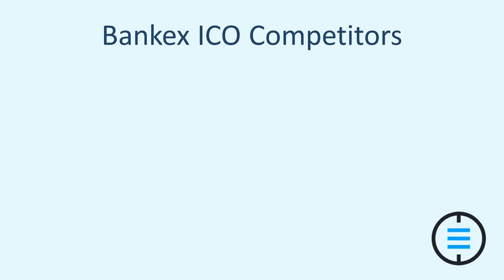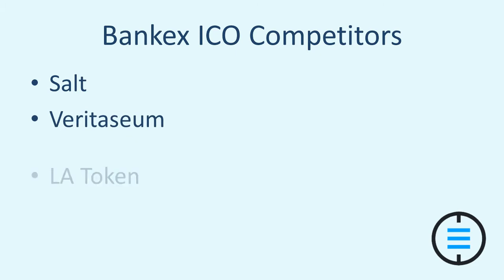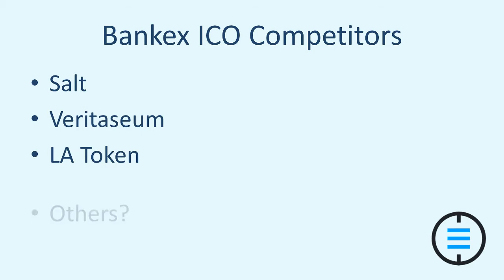Now they have a couple of competitors that do similar things, not exactly the same way and probably not as good. Salt Lending is one, Veritasium another, LA token allows you to own assets using the LAT, and if there are any others, please post in the comments section below so I can go and have a look at them.